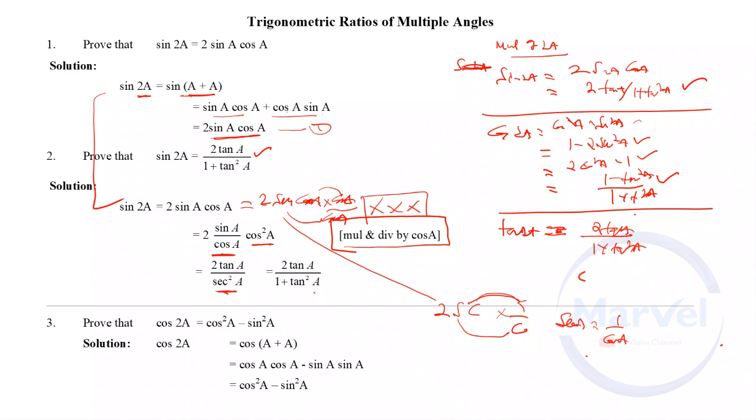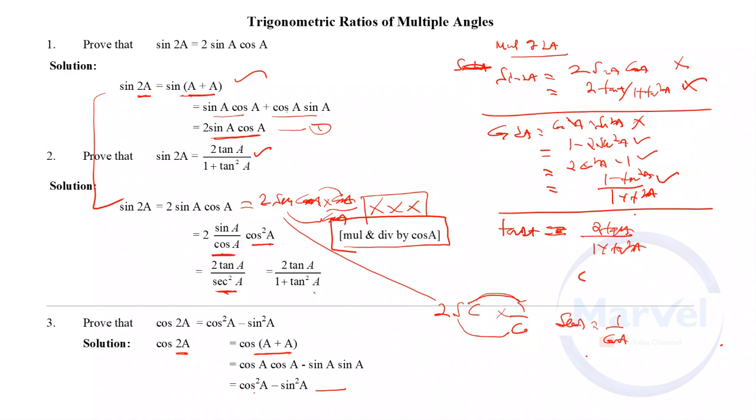Cos 2A. Whatever concept was applied there, the same concept you have to apply here. 2A equal to A plus A. What is the rule for the cosine function? Same function, different sign: cos A cos A minus sin A sin A. So cos into cos, cos square A, minus sin into sin, sin square A. This is the first formula for the cosine function.